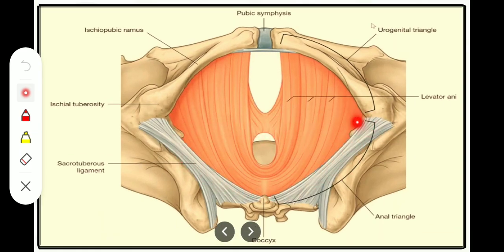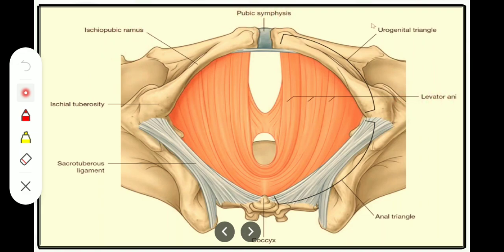Okay, so this is the figure which I was explaining. Basically, I explained to you the urogenital triangle and the anal triangle here. You can also see the coccyx here. You can see the sacrotuberous ligament here, extending from sacrum to the ischial tuberosity. This is the ischial tuberosity, ischiopubic ramus, pubic symphysis, and levator ani muscle.